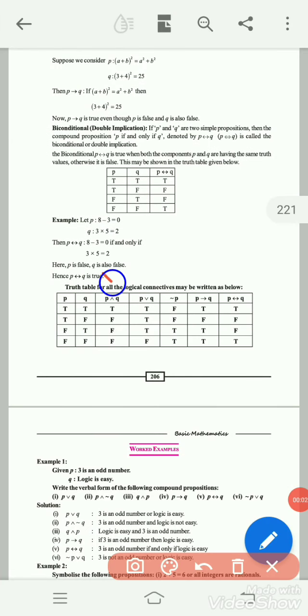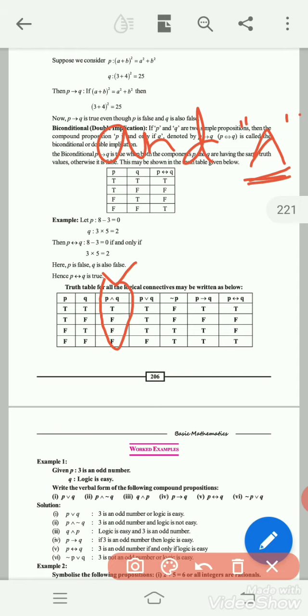First one is conjunction. Conjunction means AND statement. It is denoted by the symbol, reverse V. This is called conjunction or AND statement. See, AND statement is true only when both the statements are true. In all other 3 cases, it is false. See, this is the truth table for conjunction statement.